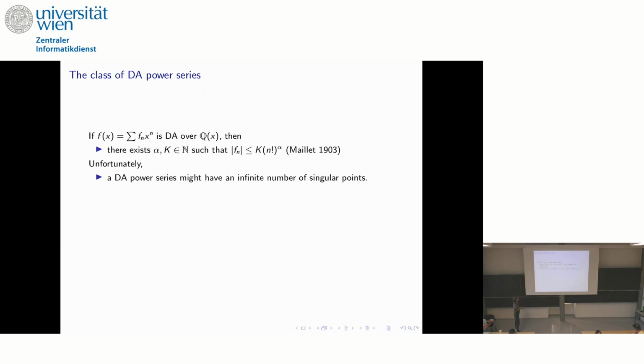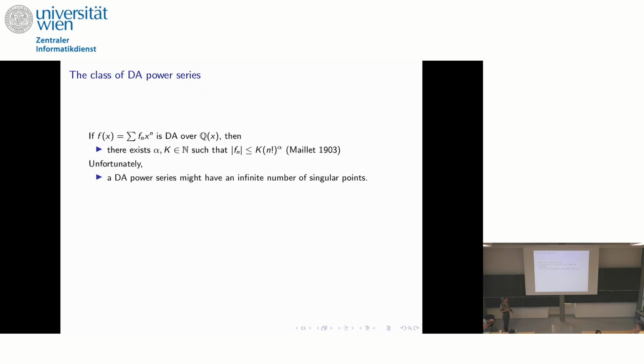Okay. But what happens to the class of differentially algebraic power series? Well, it happens that this class is much wilder. So the first thing, okay, you can have some asymptotics on the sequence of coefficients, but they are very large, and it's not very useful, given a formal power series, to try to derive such asymptotics. It would be difficult.